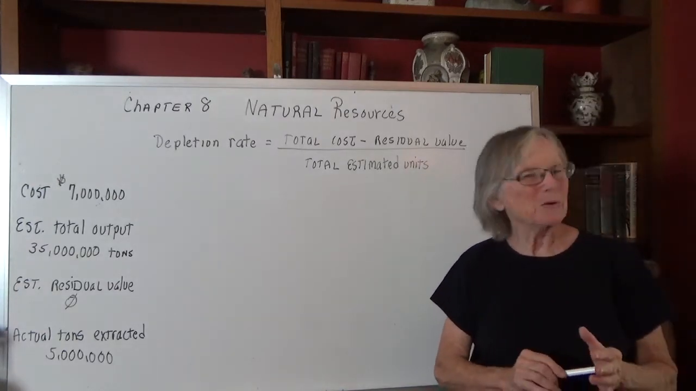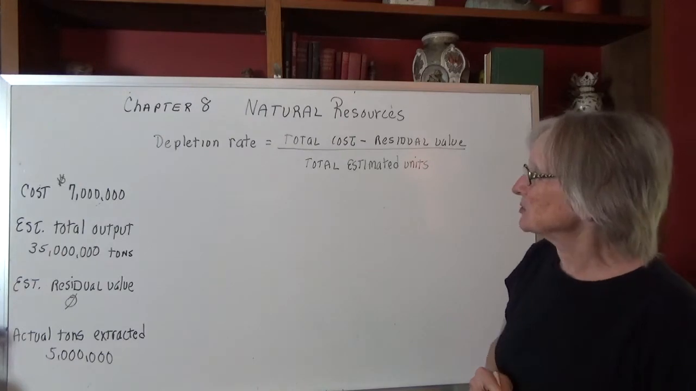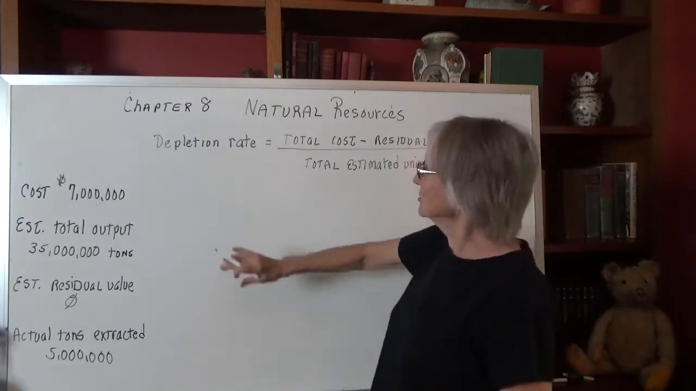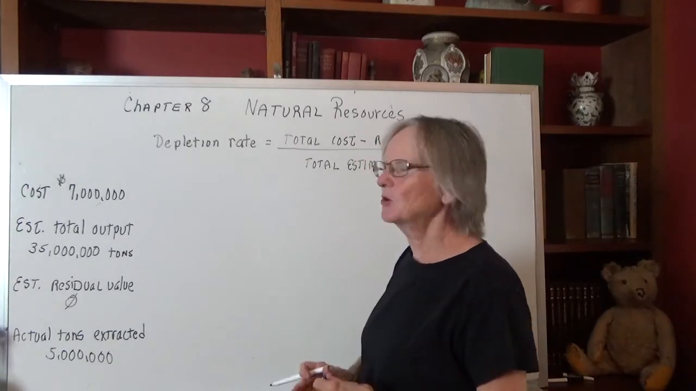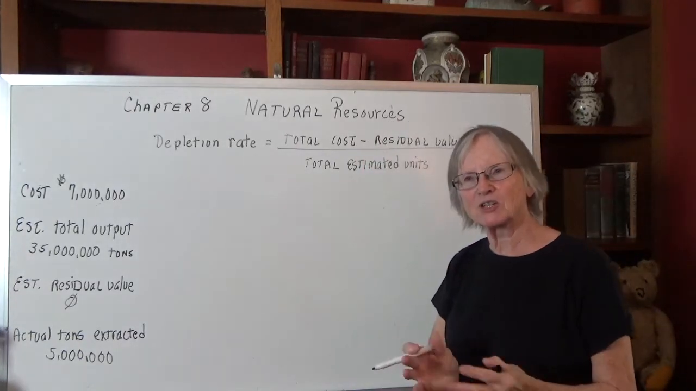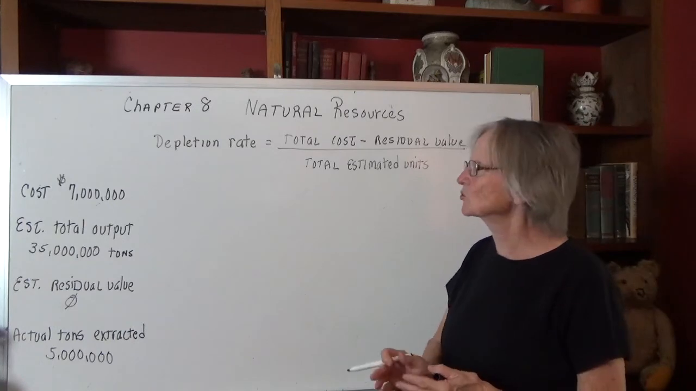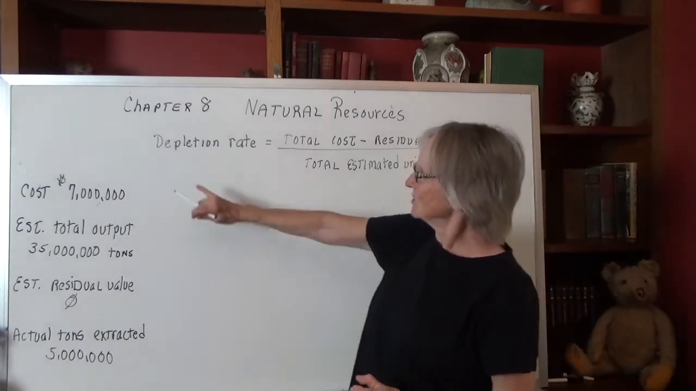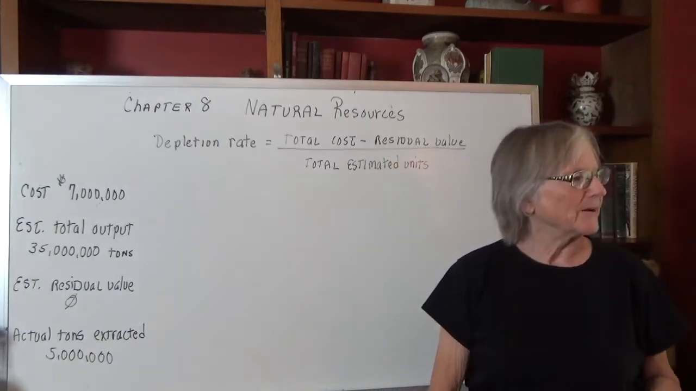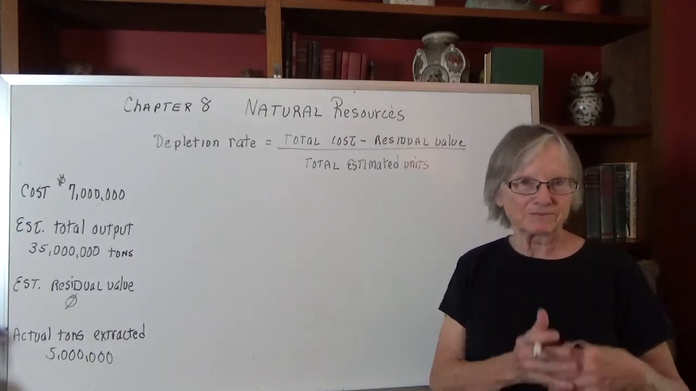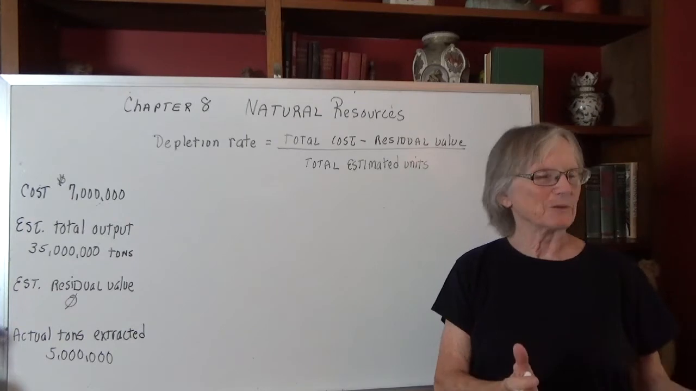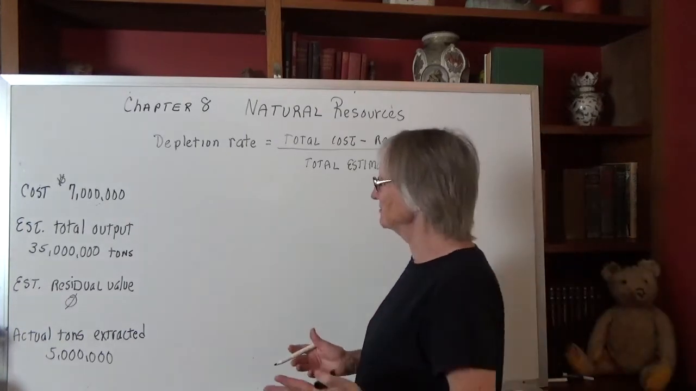Okay, so with natural resources, we use depletion, because once you use them up, they're gone. With our regular plant assets, the trucks, the buildings and things, we use depreciation. Here, it's depletion. As you cut the timber, you've got less trees. As you mine coal, there's less coal left, and all of that.